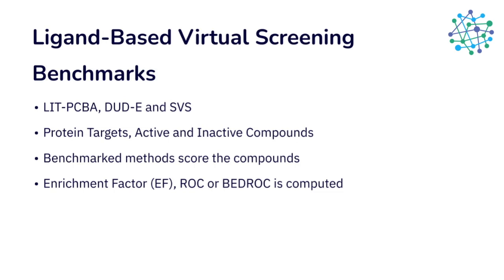The benchmarked methods are scoring a mixed set of compounds, and the better method is the one which retrieves more active compounds from this mixed set. So usually there is an enrichment factor evaluated, which is a percentage of hits retrieved, or ROC or BEDROC, which is more like classification accuracy of recognizing the actives apart from the decoys.